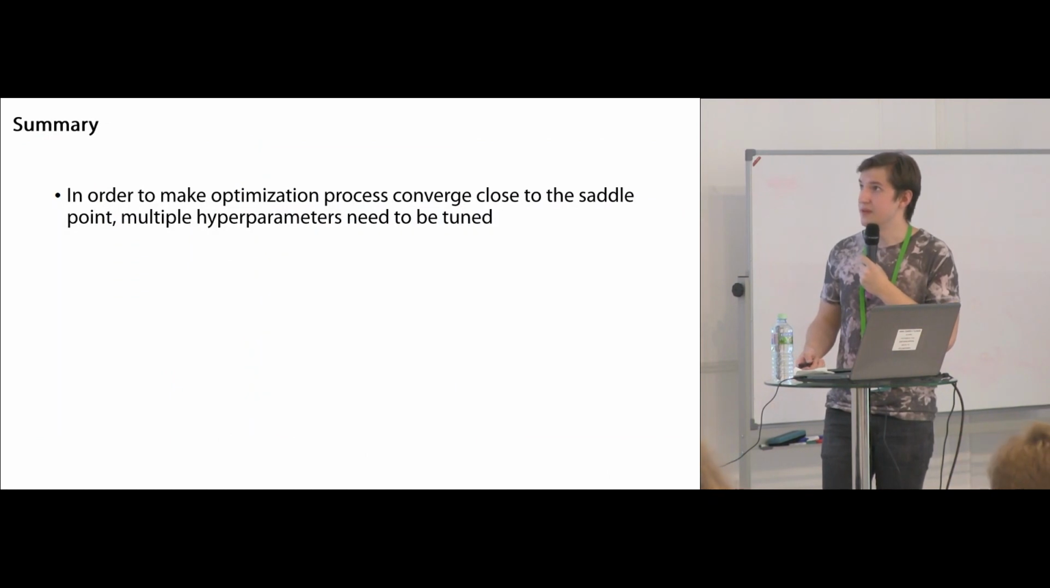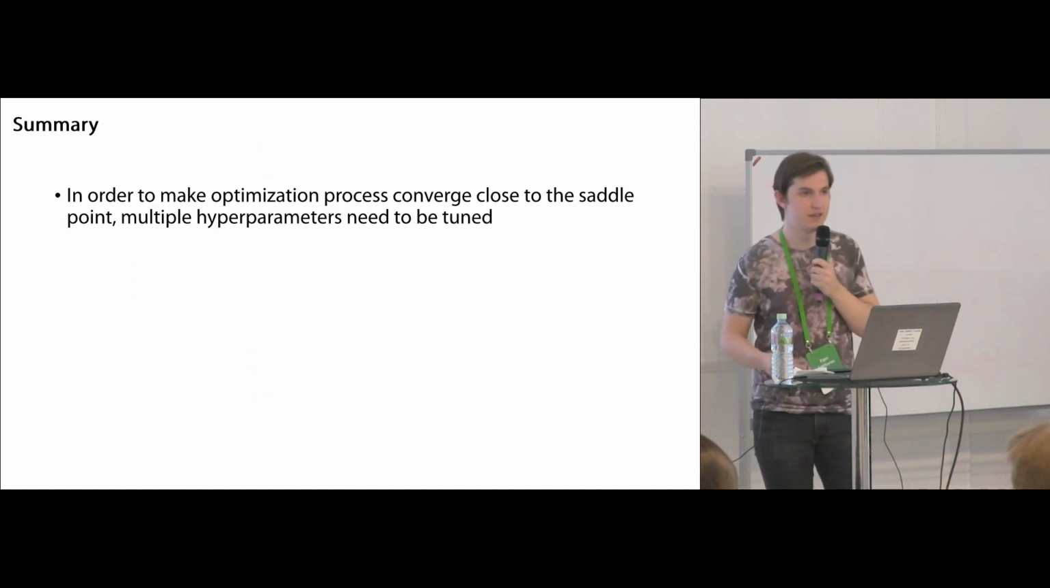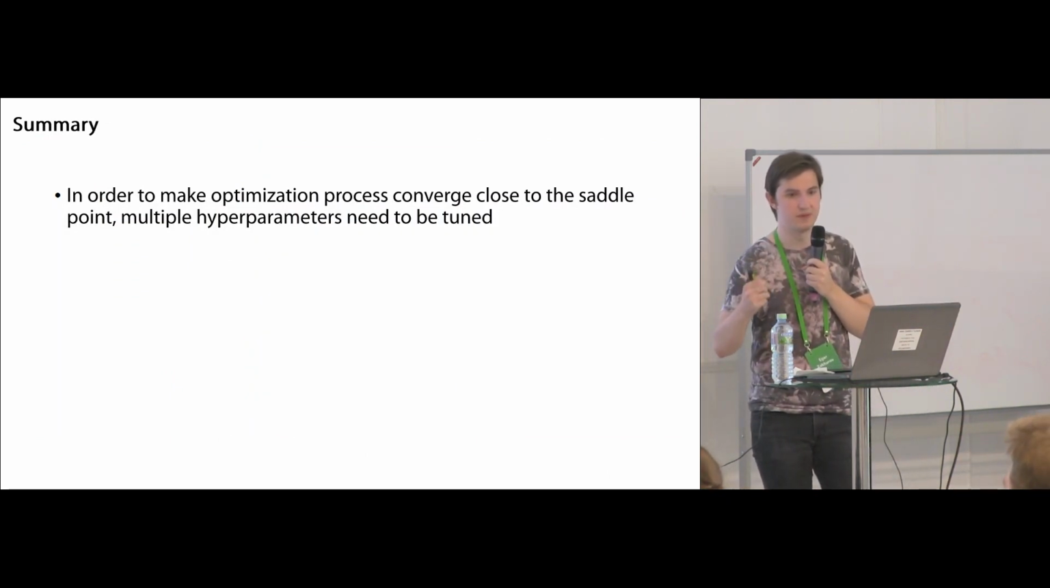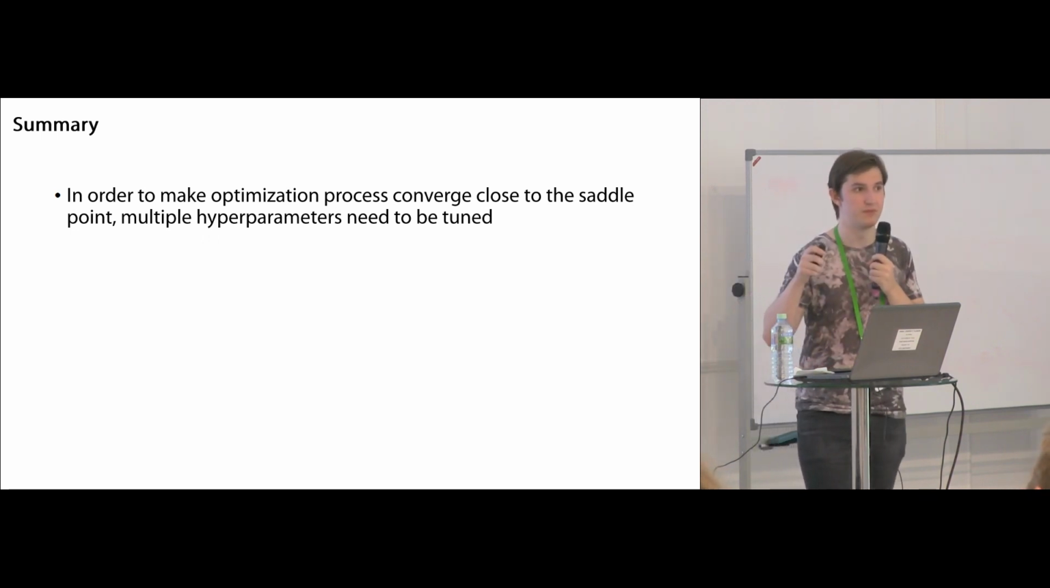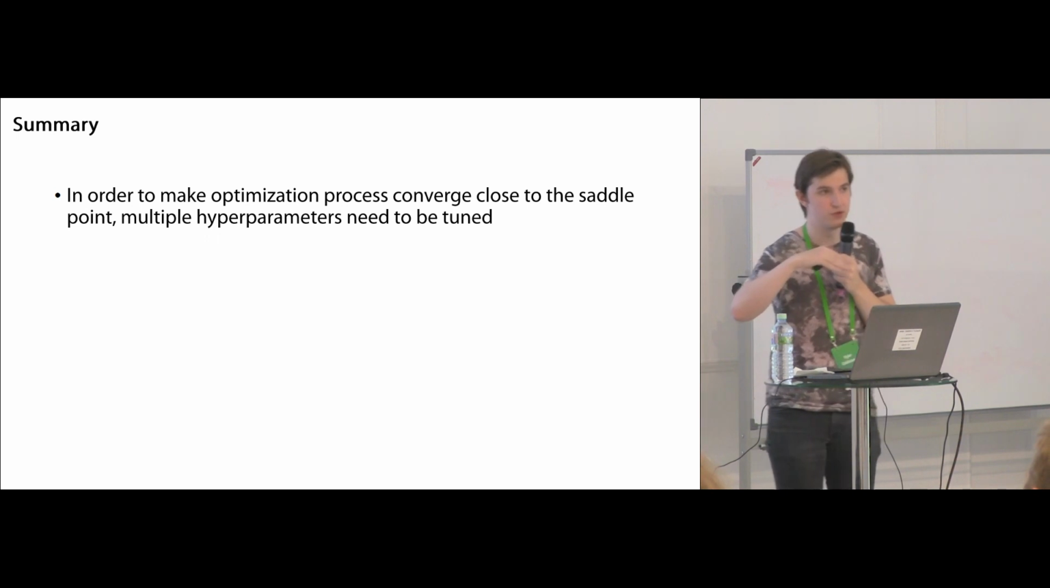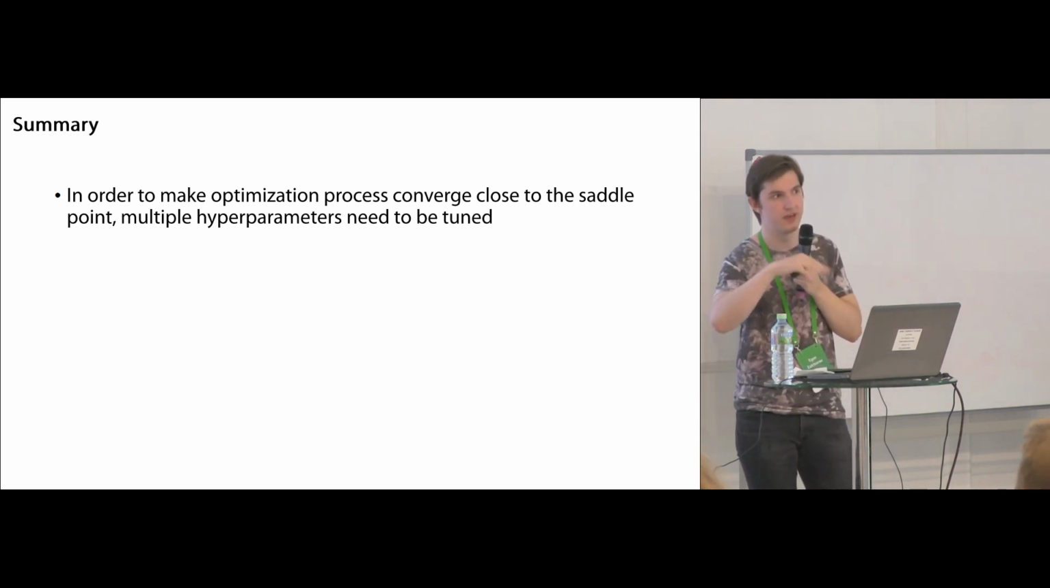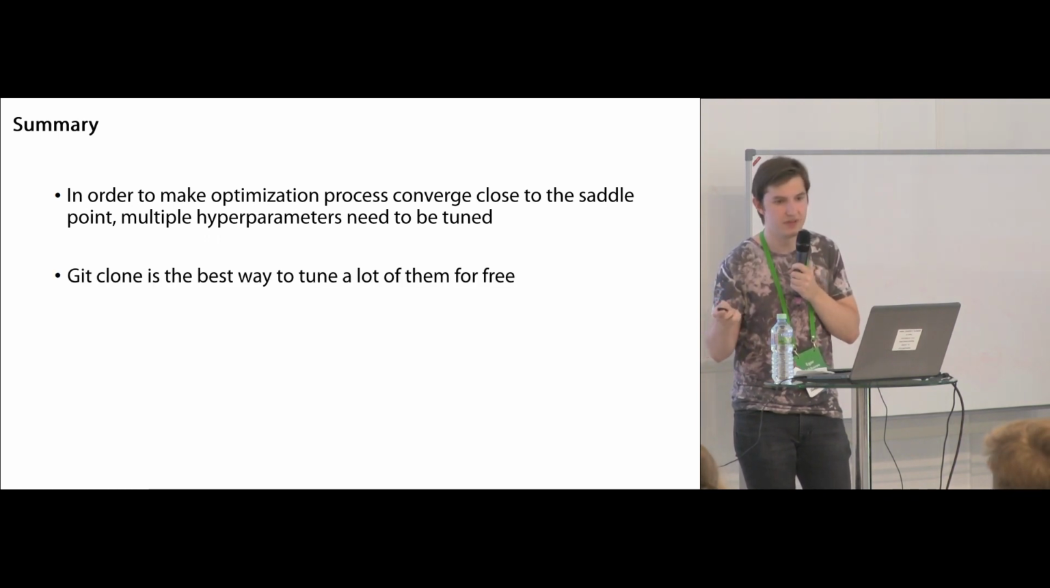So let's go on. To summarize, to make the optimization process converge close to a saddle point, we need to tune a lot of hyperparameters. What I just told you before about batch normalization, and about some layers inside the network, these are all hyperparameters that you essentially need to tune. And one of the main morals of the story is that git clone is your best friend.